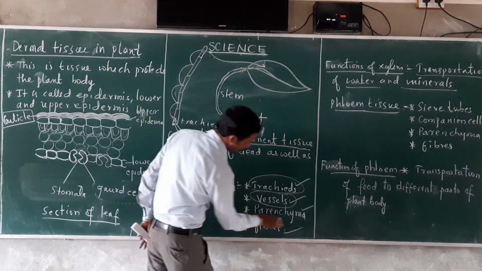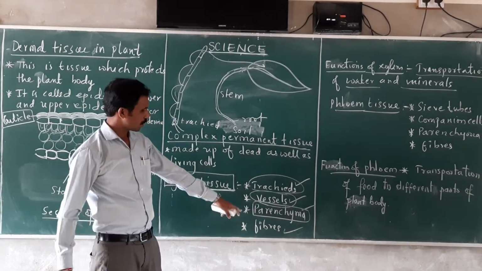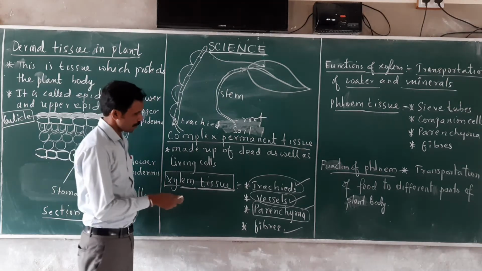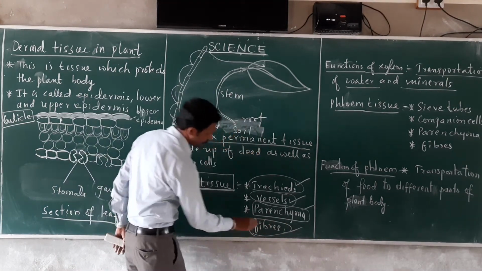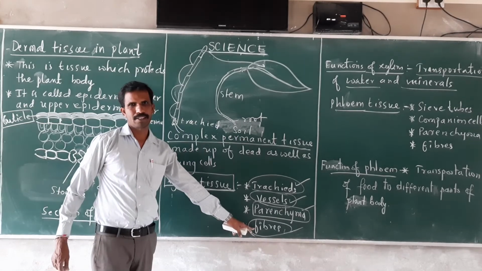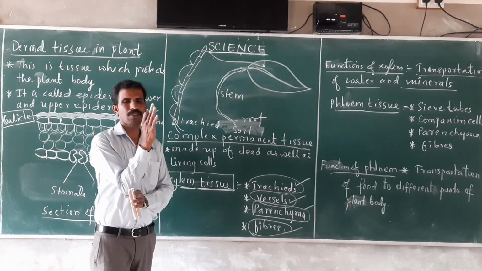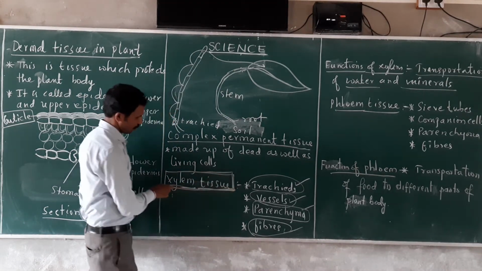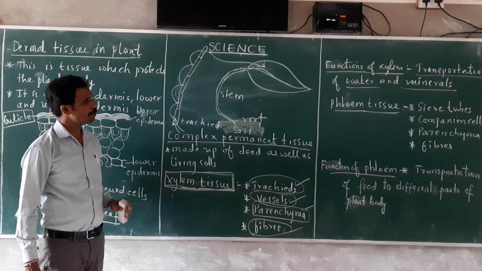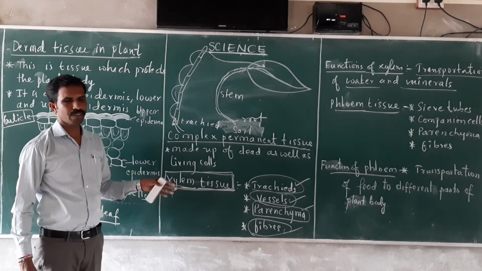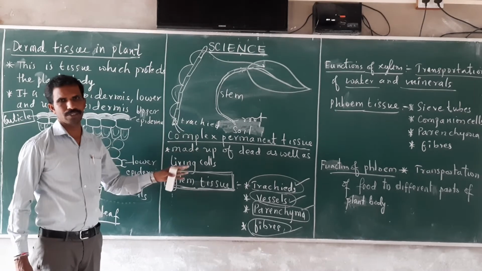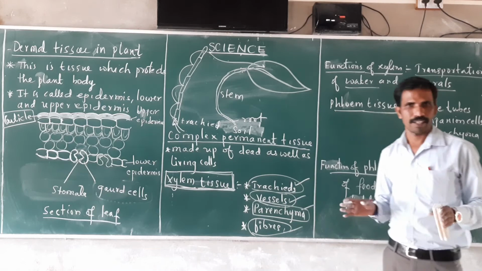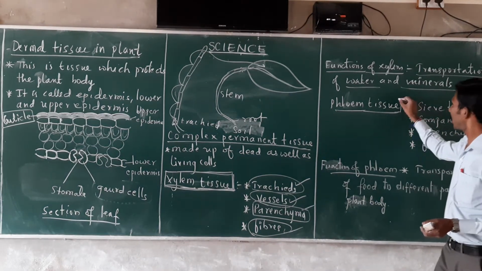And xylem parenchyma is a living tissue which helps in the process. Then fiber. If you take fiber, this is also made up of dead cells. They provide a structural advantage, meaning they provide mechanical support to this tissue. This is how plants transfer the water from the soil to the leaves, especially to the leaves. Why am I telling leaves? Leaves are the site of photosynthesis. That's why.